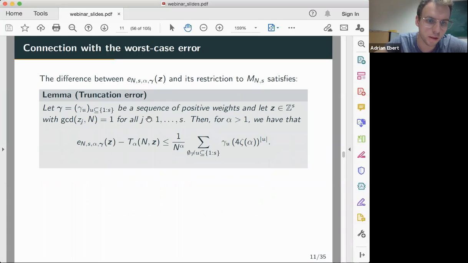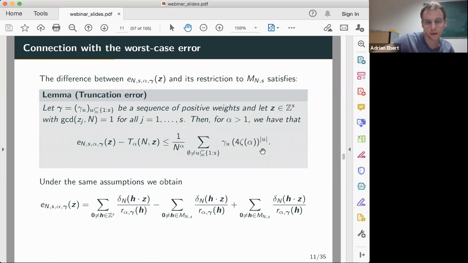So that's what this lemma says. Under some technical assumption on the components of our generating vector, we can show that the difference between worst case error and the alternative quality measure is bounded in this fashion here. And this is basically a factor of 1 over n to the alpha, which is the desired rate in our function space, and then some expression that depends on the weights gamma u.